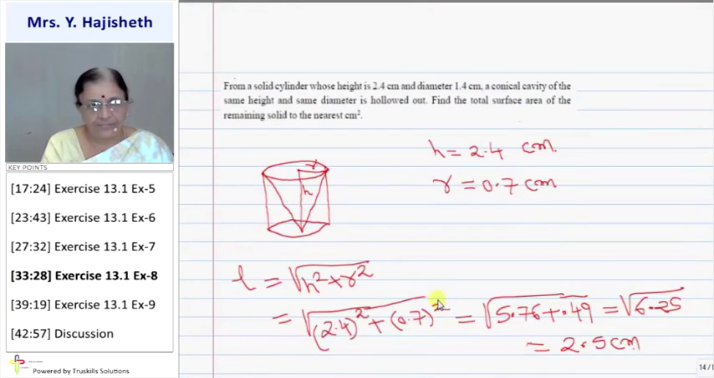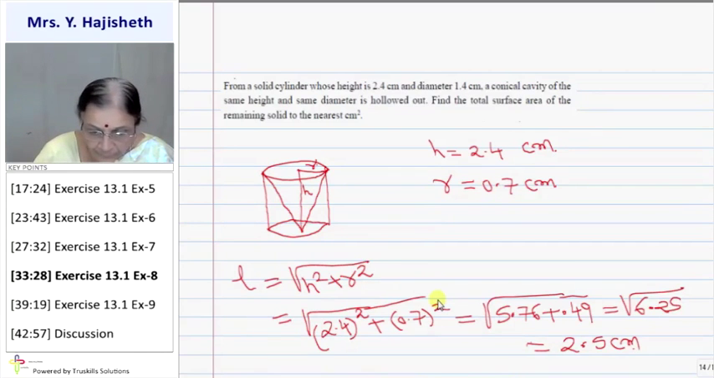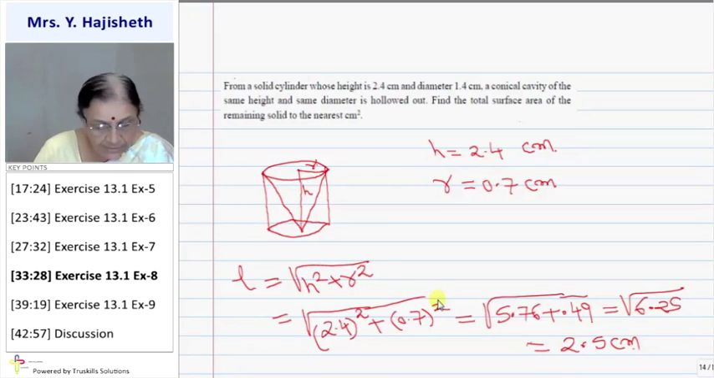Now next sum is sum number 7. सिलेंडर के ऊपर कोन was surmounted. Here सिलेंडर के अंदर कोन is to be solid. Cylinder is given of height 2.4 centimeter and diameter 1.4 centimeter, and a conical cavity of the same height and same diameter is hollowed out. मतलब कोन अंदर की तरफ बनाना है. Clear? अंदर. Find the total surface area of the remaining solid nearest centimeter square.